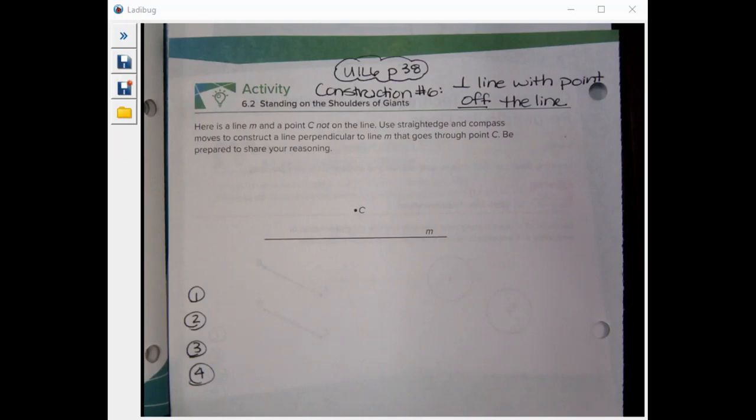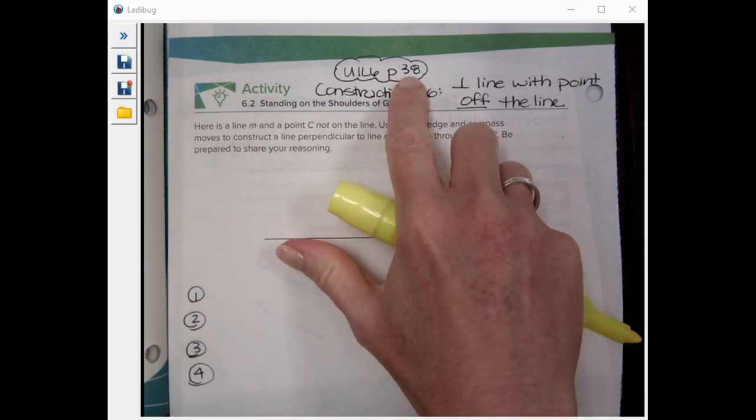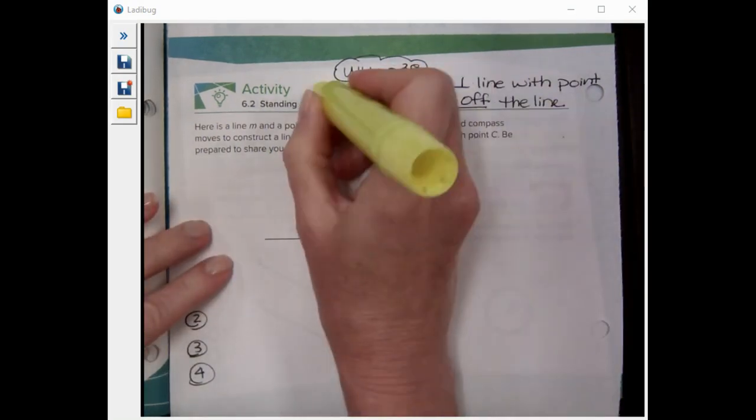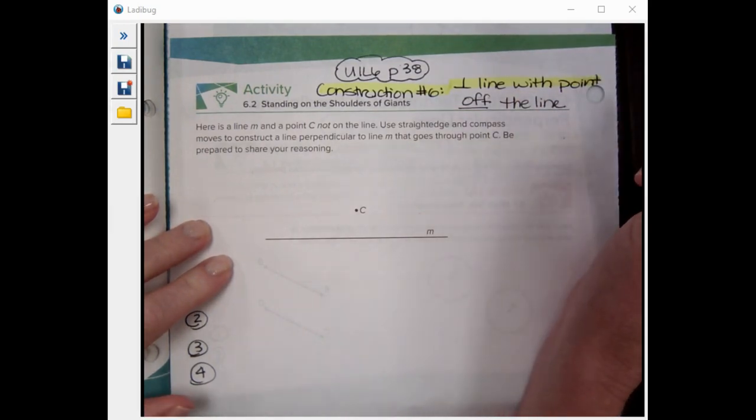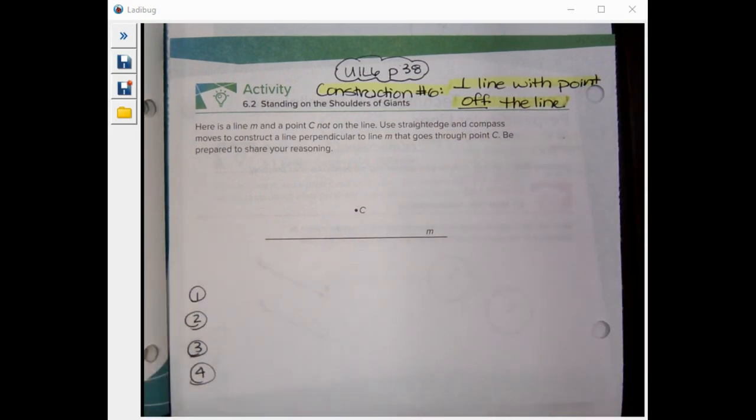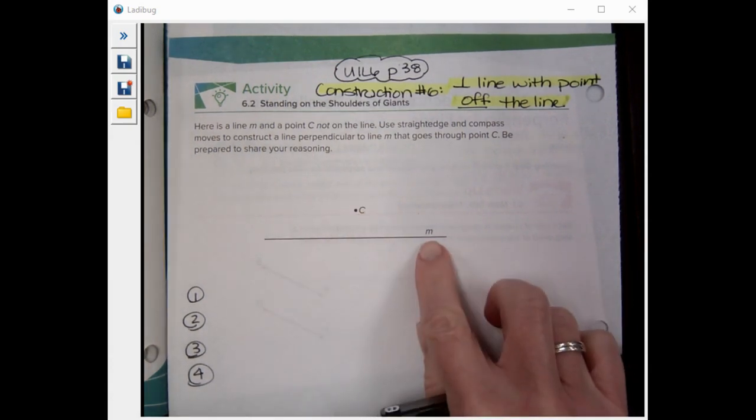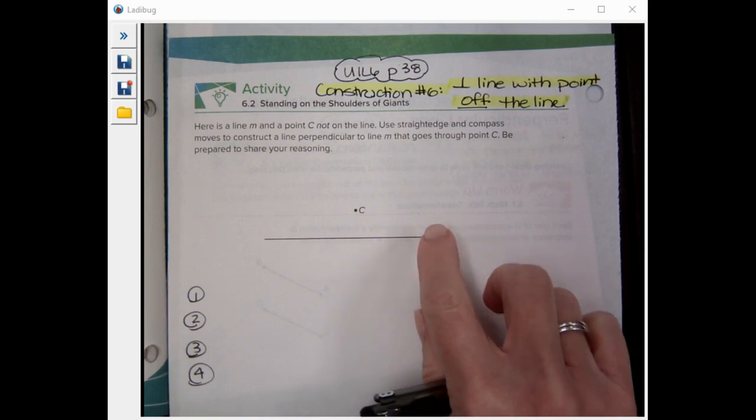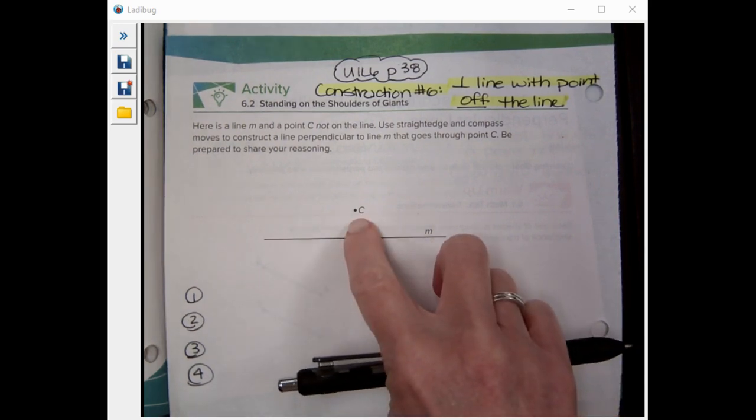Hi, Geometry. Today we're in Unit 1, Lesson 6, page 38 of our workbook, and this will be construction number 6. We're going to do a perpendicular line, just like we did in the last lesson, but this time the point we're going to use to create our perpendicular line is going to be off our line. So this is our point C, and this is our line M. Notice the lowercase letter labeling for the line and the uppercase for the point.